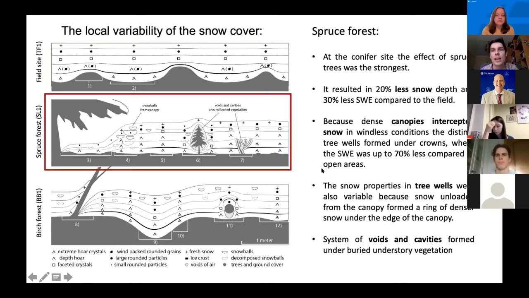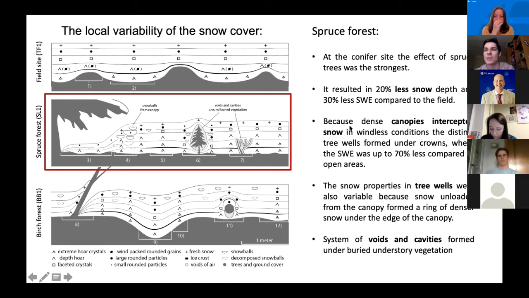As for the other side, spruce forests, the effect of spruce trees was the strongest. It resulted in 20% less snow depth and 30% less snow water equivalent at this site compared to the field area. The average snow depth and snow water equivalent beneath tree crowns was more than 2 times smaller than at the open sites. And this means that the ground temperature will also be much colder under trees than at open areas where the snow depth was bigger.